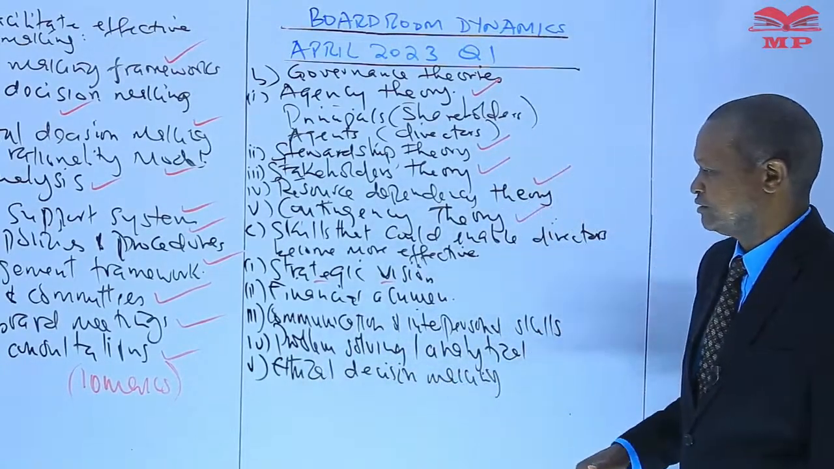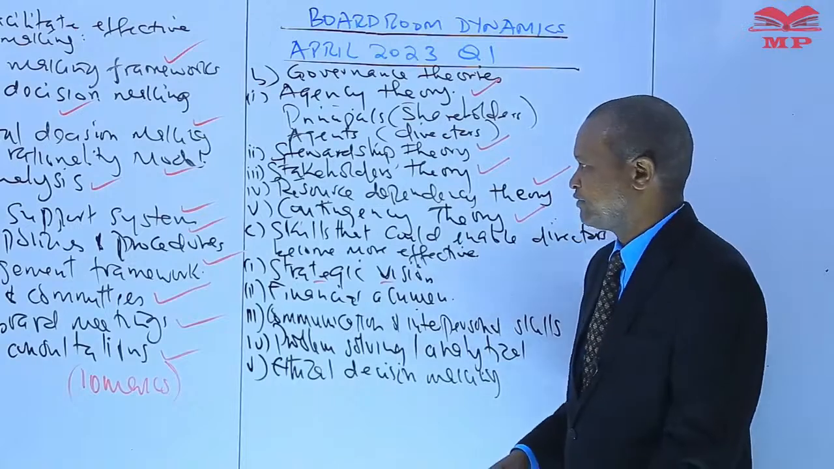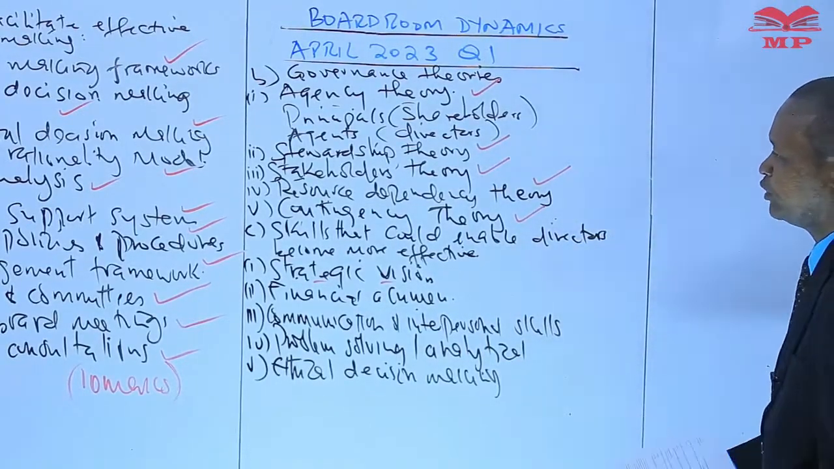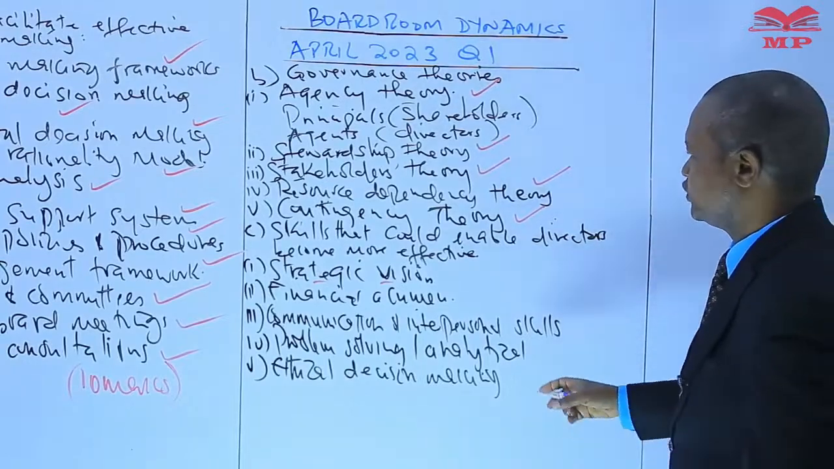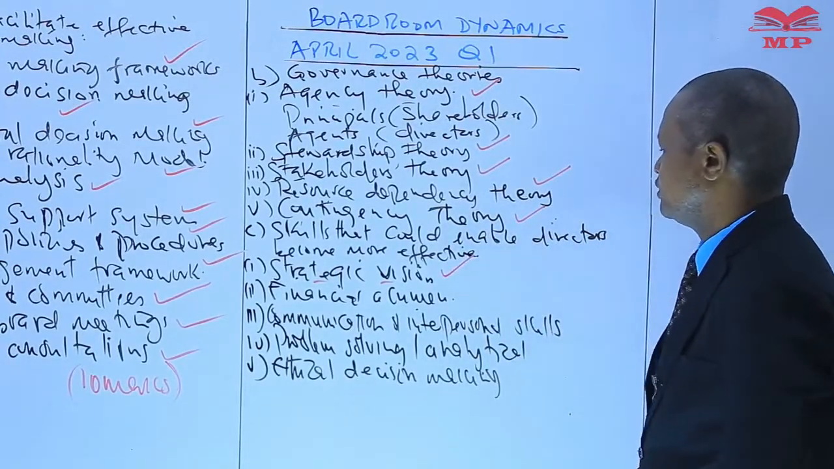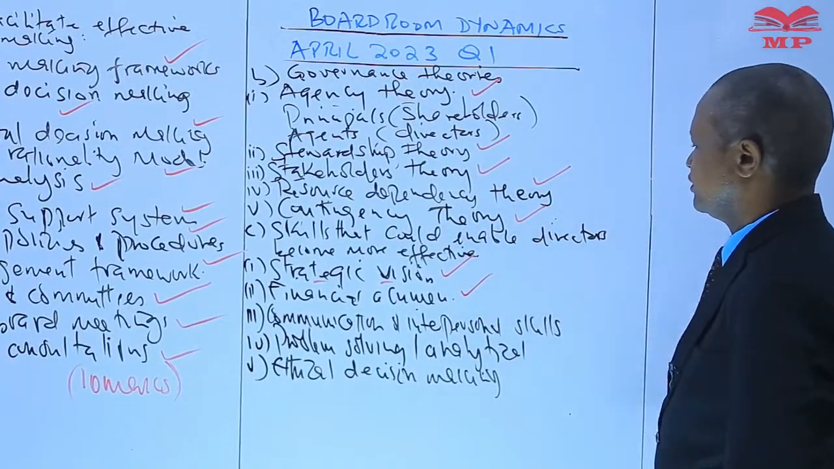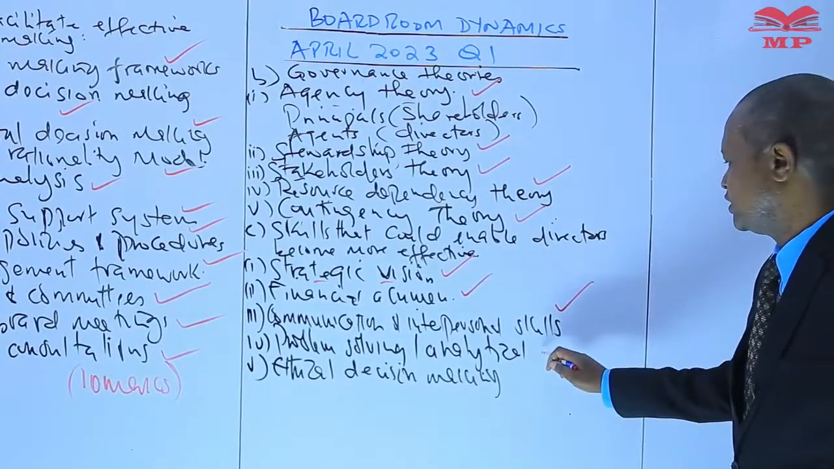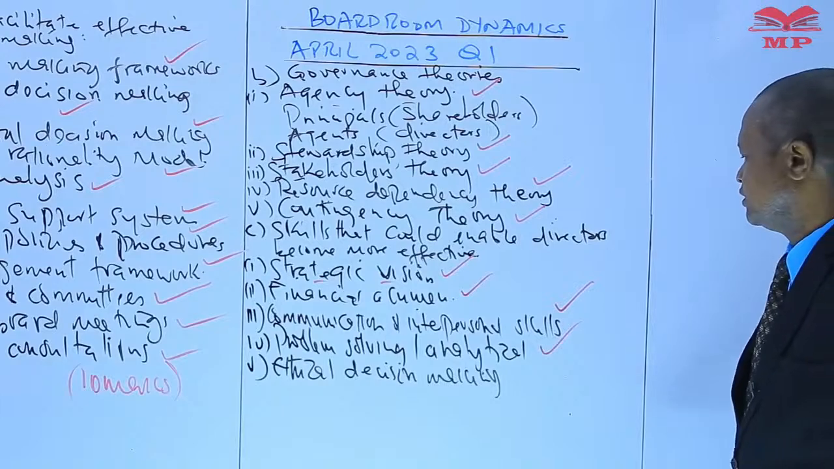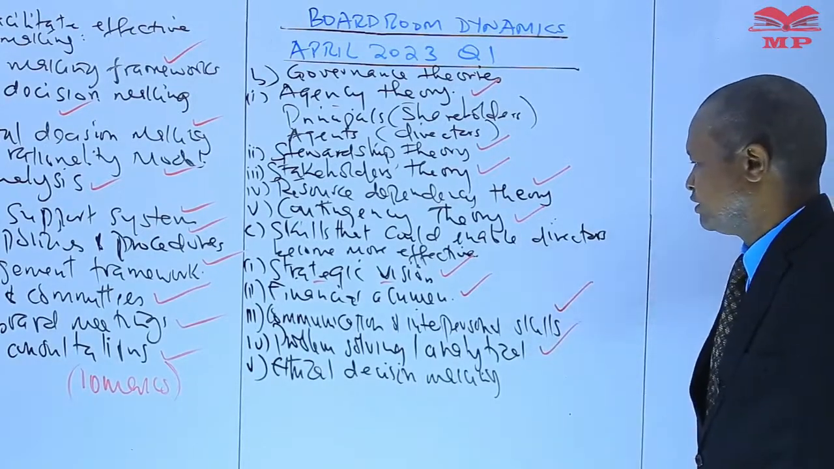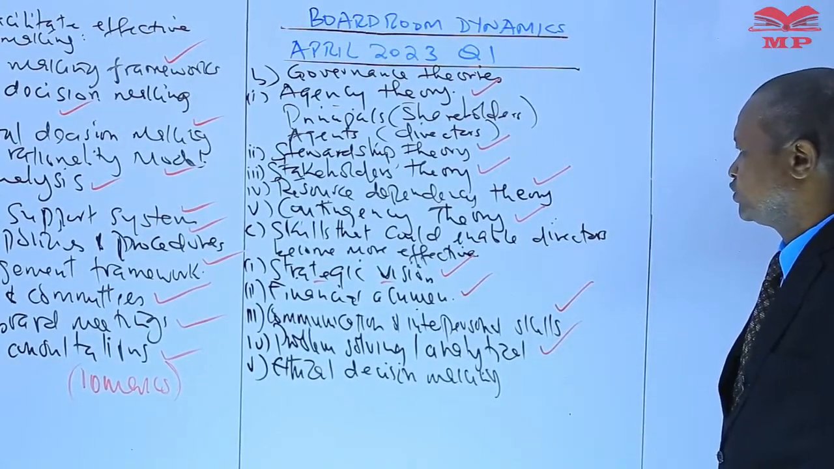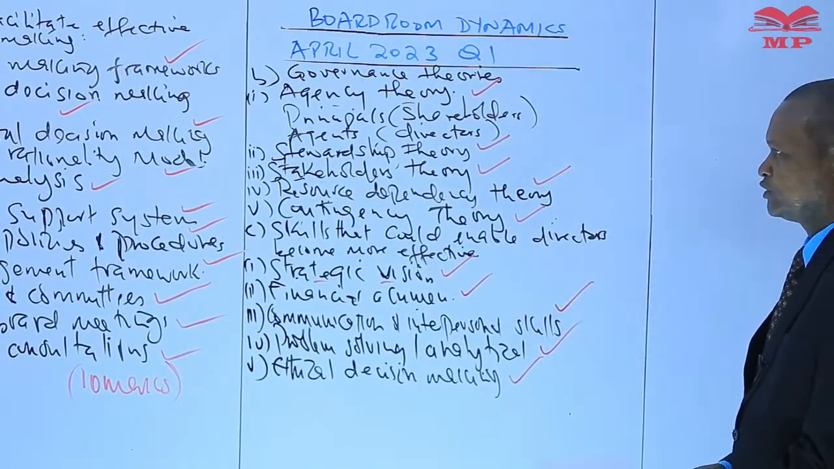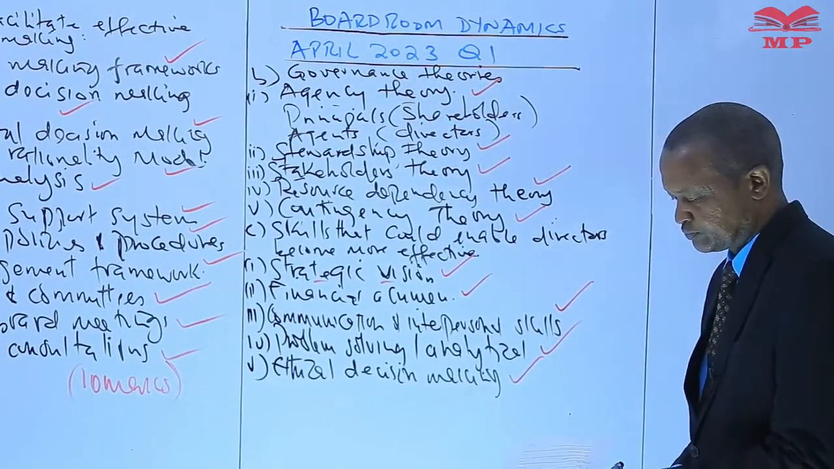Ethical decision making. So these are 5 skills that could enable the directors of this company to become more effective. Strategic vision, number 1. Number 2, financial acumen. Number 3, communication and interpersonal skills. Number 4, problem solving or analytical abilities. Then number 5, ethical decision making. So that is part C of that question.